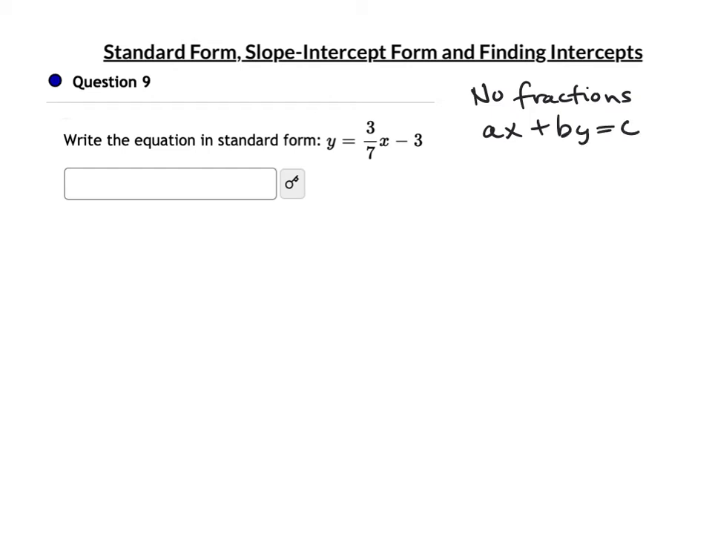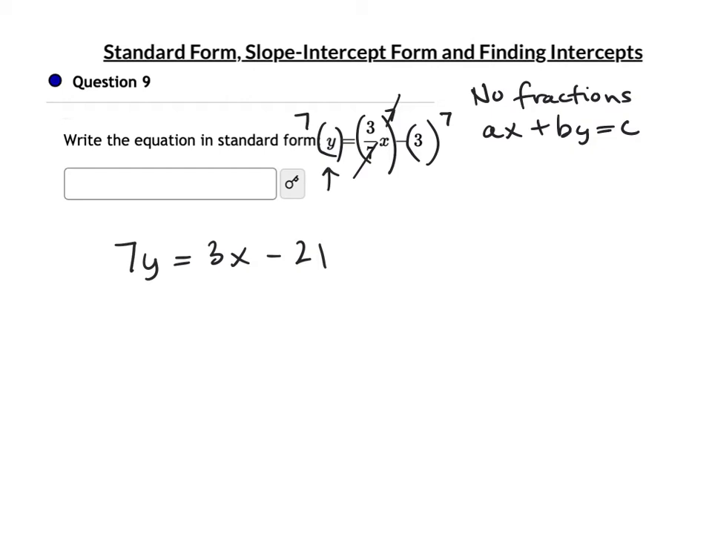Let's get rid of fractions. We have division by 7. We're going to multiply both sides by 7. On this side, I have to distribute, so I'll take a 7 to both. The 7s are going to cancel, and we get 7y equals 3x minus 21. Notice I took 7 to each term.